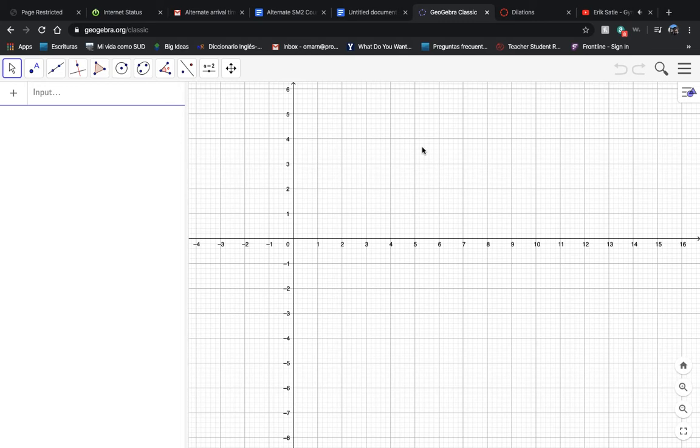The first two lessons are going to be about the concept of dilations. Then we're going to talk a little bit about translations, rotations, and reflections on the coordinate plane. So we're going to start, taking into account that you are going to do an activity that is already uploaded in Canvas. So hopefully this video is going to help you go through the activity.